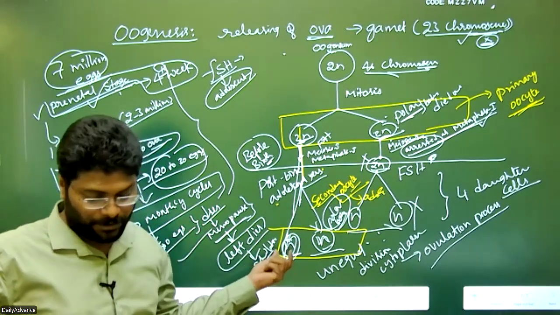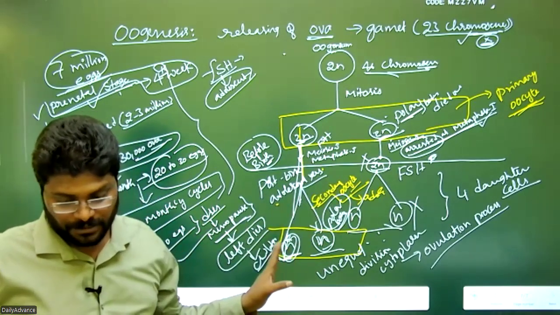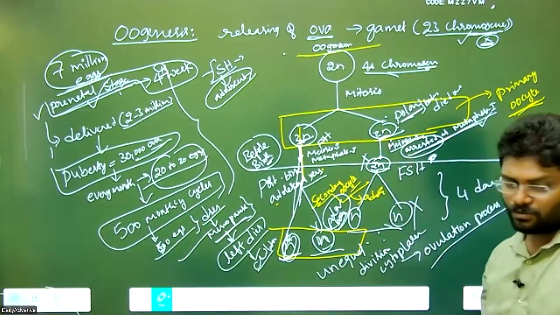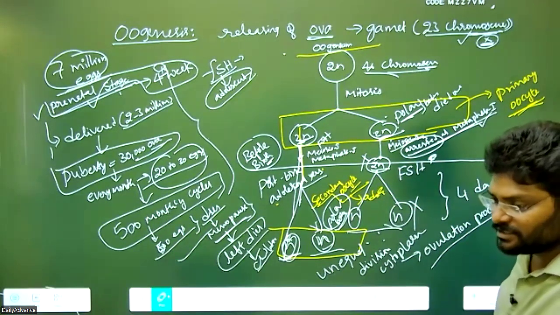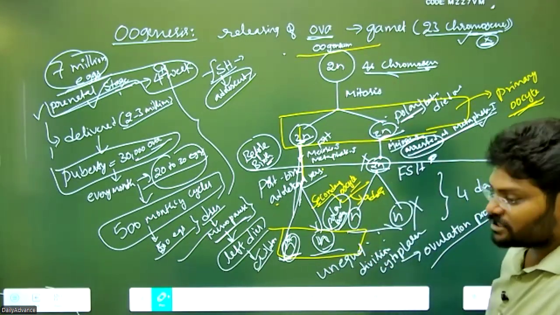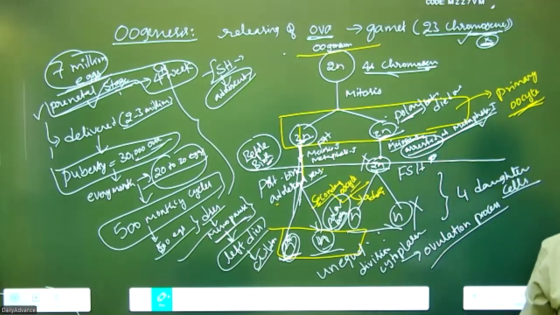That only one survived is released into the fallopian tube. So this is oogenesis, or oogonium. Oogenesis means how the ova are formed in the female body, from birth to the releasing out of the body. The entire process we have to discuss. So till now, do you have any doubts?